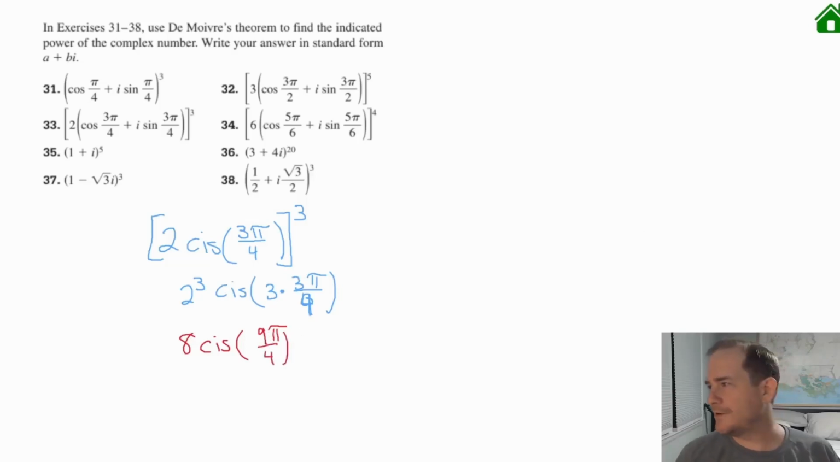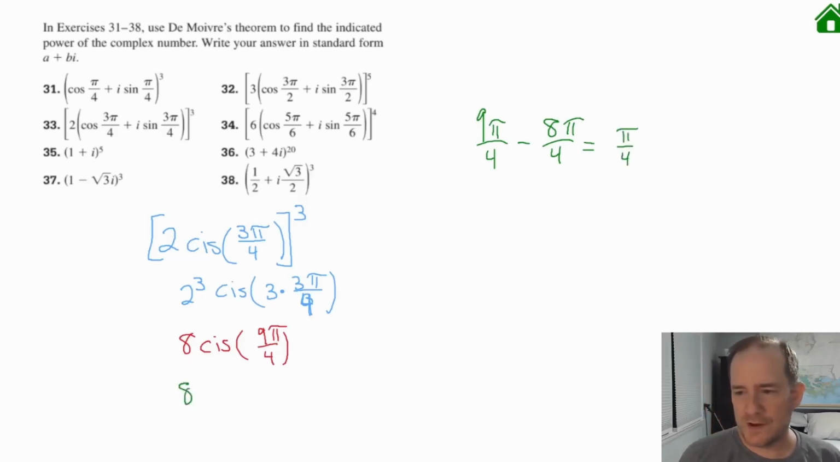But don't stop there, because 9 pi over 4 is too big. 9 pi over 4 is bigger than 2 pi because 2 pi is 8 pi over 4. So just subtract the 8 pi over 4 to be left with 1 pi over 4. And that'll give you a simpler and final answer of 8 cis pi over 4. JK, that's not the final answer.